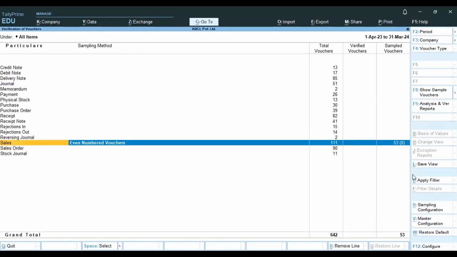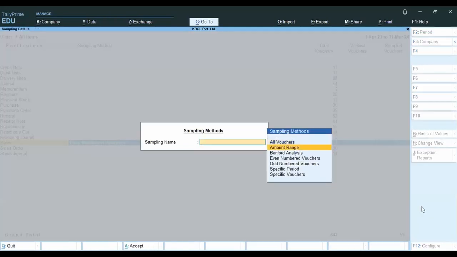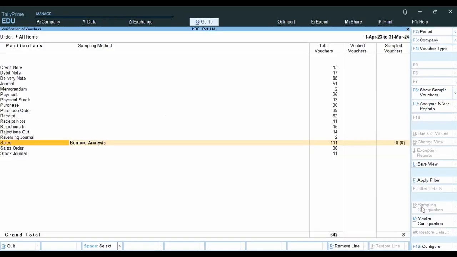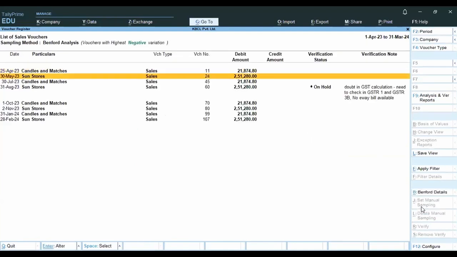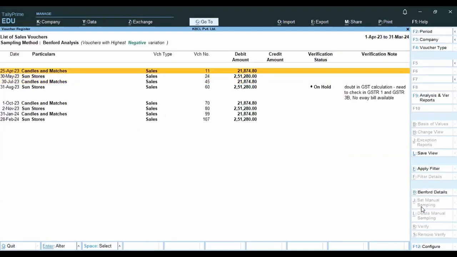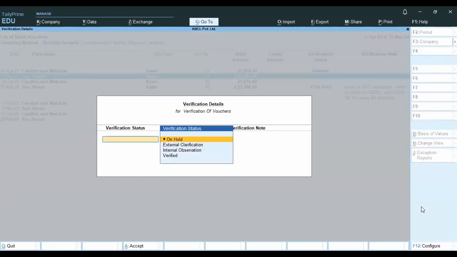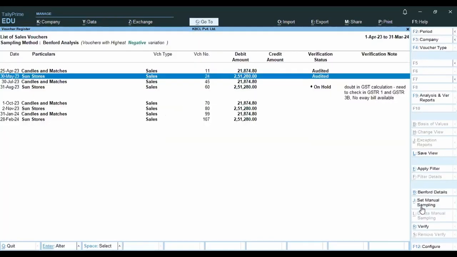So I am doing, say, sampling configuration. It is asking me which method. Tally itself does the sampling. Here I can select any method. Say I'm doing Benford analysis, which is a scientific method. Tally will do sampling based on that. Tally has selected 8 vouchers as sample. I can simply go to this voucher and say this transaction is proper, and I can simply do audit. This transaction is also proper, I can simply do audit.